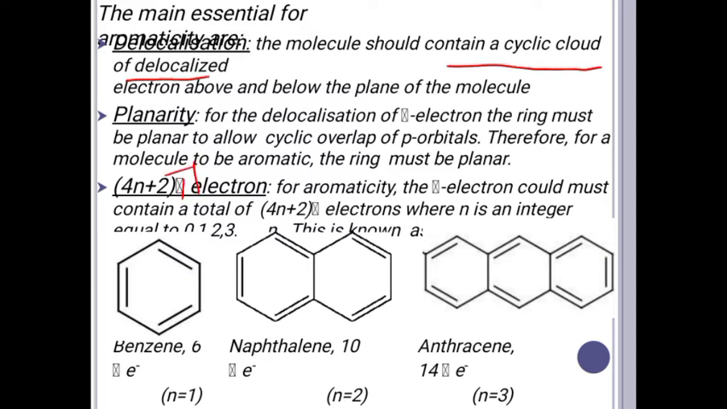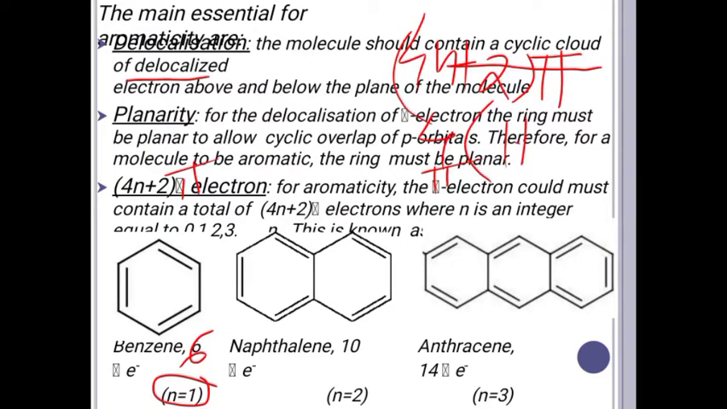And the 4n plus 2 pi electron rule. For aromaticity, the pi electron cloud must contain a total of 4n plus 2 electrons, where n is an integer equal to 0, 1, 2, 3. This is known as Huckel's rule or aromaticity rule. For example, benzene contains 6 electrons. That is n equal to 1 in the formula 4n plus 2 pi. For example, 4 into 1 plus 2.